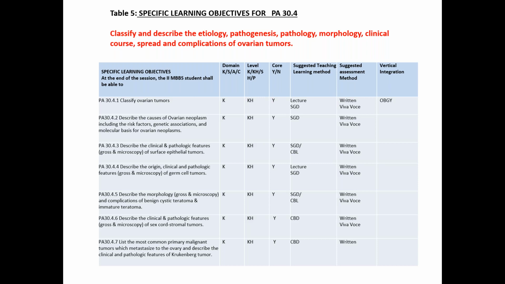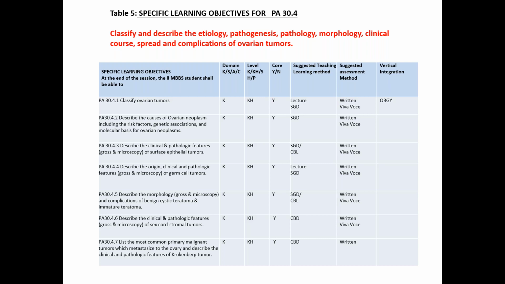Yeah, the next one is on ovarian tumors. The first one is classify ovarian tumors. Then, describe the causes of ovarian neoplasm, including the risk factors, genetic associations, and molecular basis for ovarian neoplasms. Here, we should integrate it with obstetrics and gynecology when it comes to ovarian tumors.